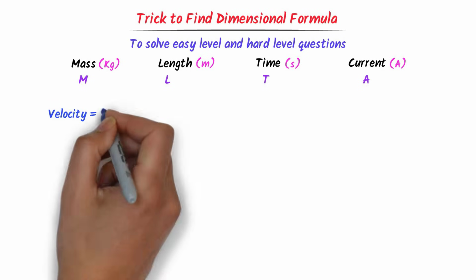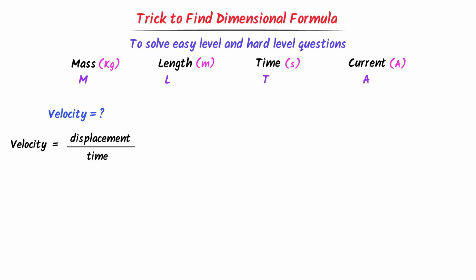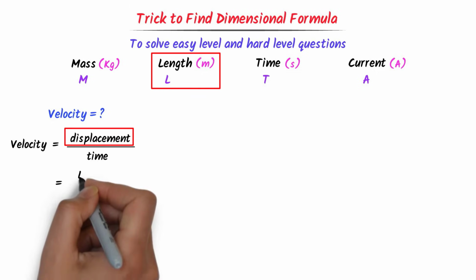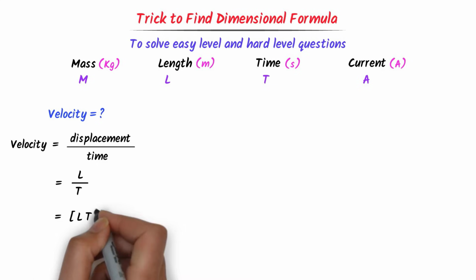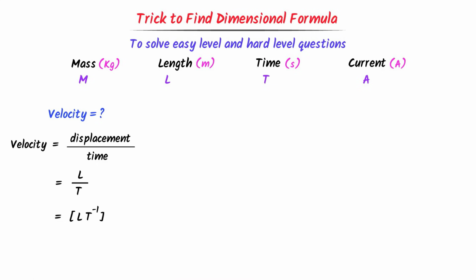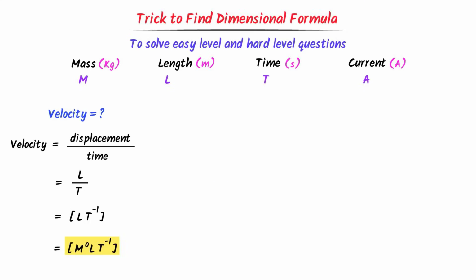Find the dimensional formula of velocity. Well, we know that velocity is equal to displacement upon time. Displacement or length is the same thing. The dimensional symbol of length is L and that of time is T. Now I shift T from the denominator to numerator. I get [L T^-1], or I write [M^0 L T^-1]. Remember that this M^0 means that mass is not present in velocity. Hence the dimensional formula of velocity is M^0 L T^-1.